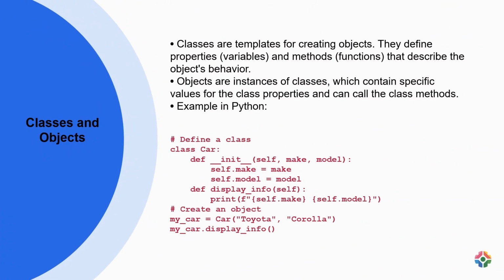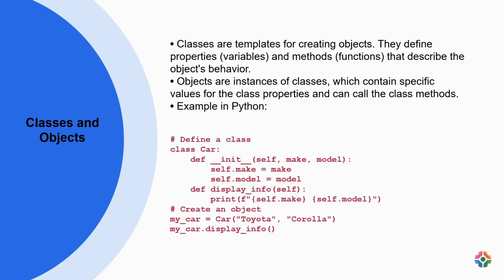Classes serve as blueprints for creating objects by specifying attributes and behaviors. Objects, in turn, are instances of these classes, embodying distinct attribute values and functionality. This relationship enables the reusability of code and the organization of data.